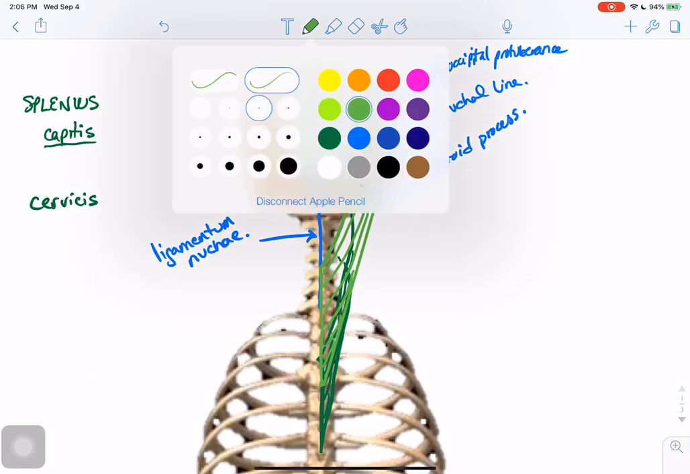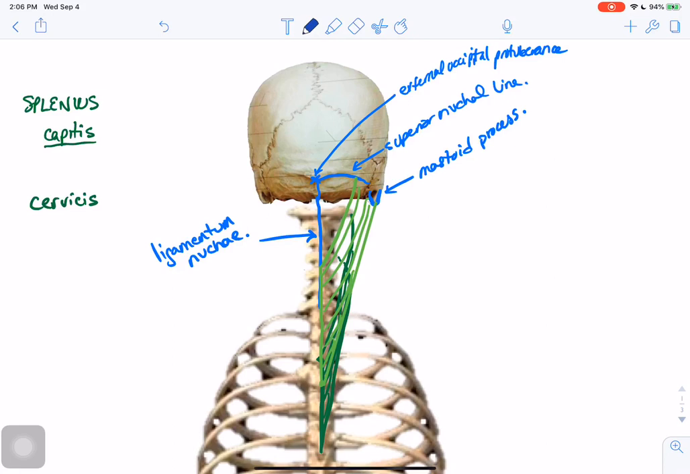The actions of the splenius muscles depend on whether you contract them on just one side or both sides. So if you have unilateral contraction, then that means we're only contracting the splenius muscle on, let's say, the right side, which would be the ones that we've drawn here. If we contract it on the right, then you will rotate the head and neck to the right. So you have ipsilateral rotation, right? If you contract the capitis portion, you have ipsilateral rotation of the head, and if you contract the cervicis portion, you have ipsilateral rotation of the neck.